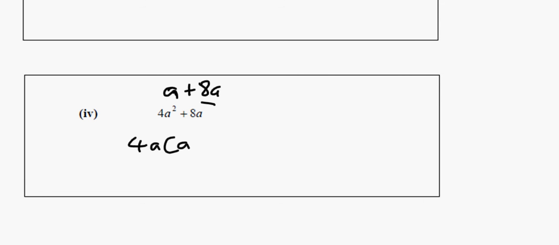Divide 8 by 4, and what you're going to be left with is 2. Take out the a, and you're going to be left with a plus 2. Okay, so 4a multiplied by a is 4a squared, correct? 4a multiplied by 2 is 8a. So that question's okay. It's a correct answer.